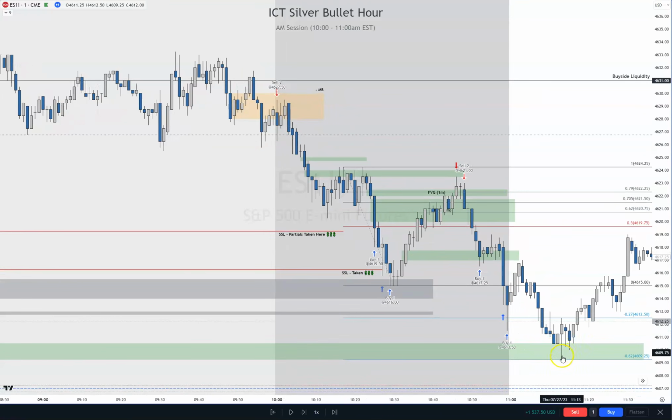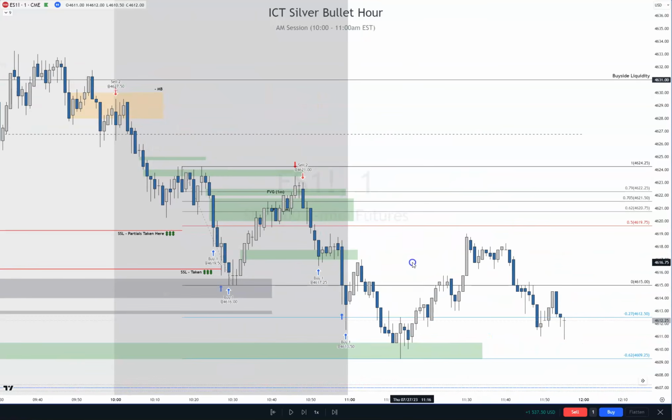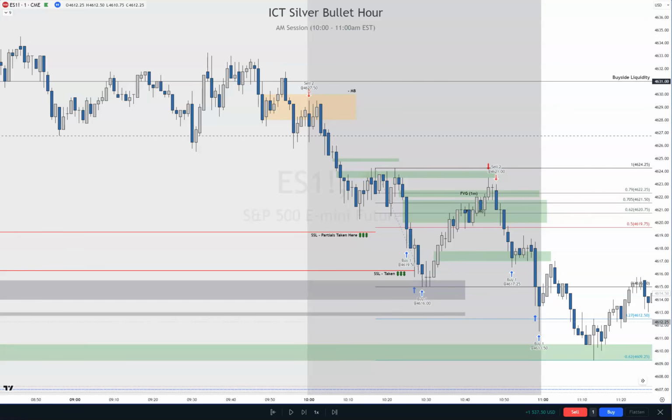Price eventually went down to this cluster on the 1 minute to the tick, which was great before it went higher, and now it's kind of bouncing around. So that's your 2 silver bullet session trade setups for the AM session.